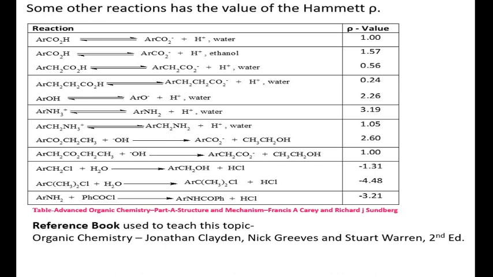This table was taken from the book Advanced Organic Chemistry by F.A. Carey and R.J. Sundberg, and this topic has been taught using the reference book Organic Chemistry by Jonathan Clayden, Nick Greeves and Stuart Warren. Students, you should remember how rho is calculated. Rho is constant for a particular reaction. You have to think about transition states, electron density and substituents. Okay, now we stop here. Thank you.